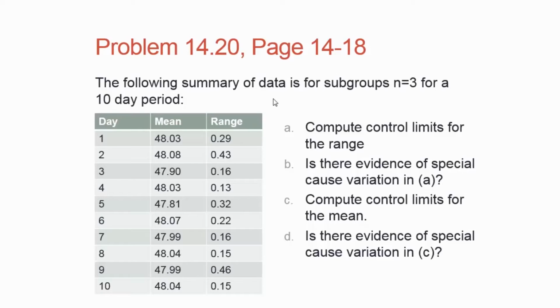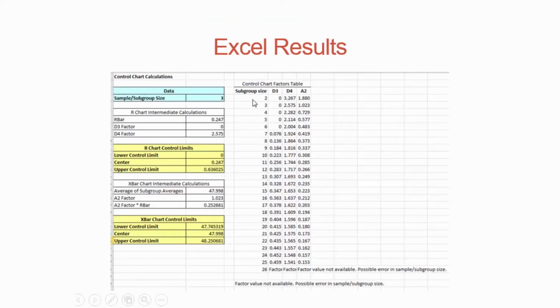So the questions say, compute control limits for the range. Is there evidence of special cause variation in A? Compute control limits for the mean. Is there evidence of special cause variation in C? We can use Excel to do this.